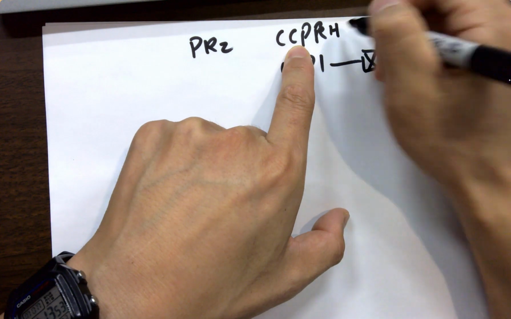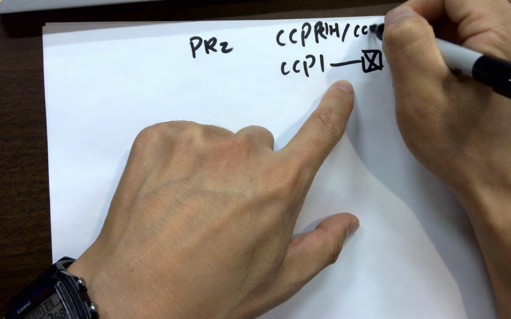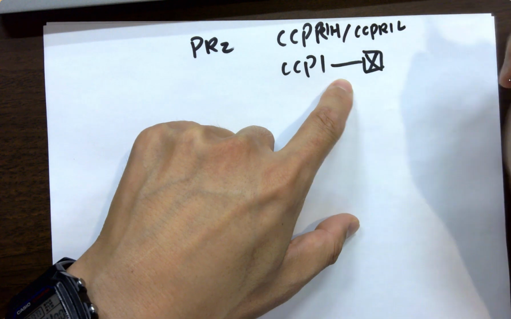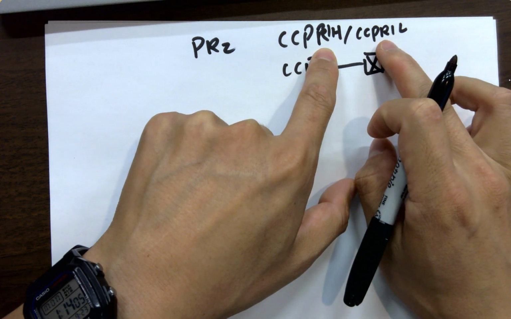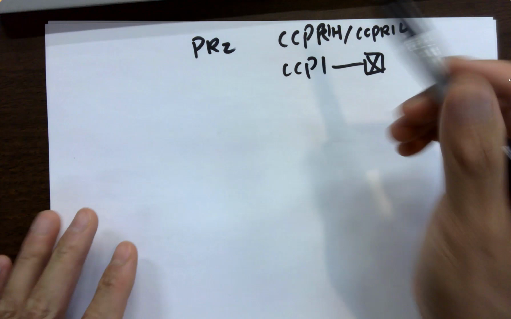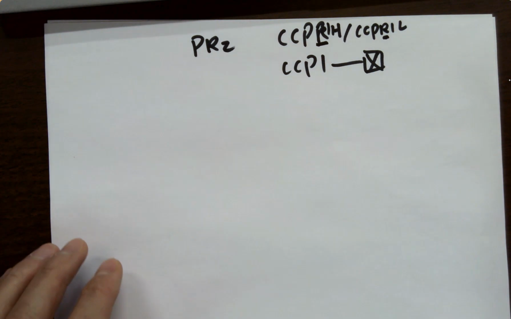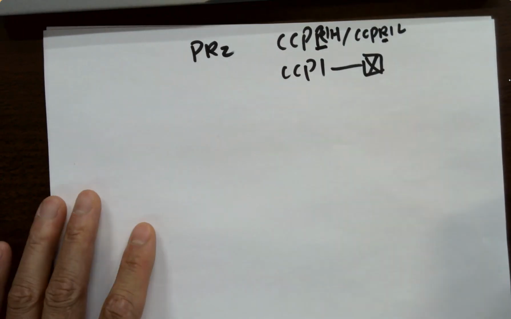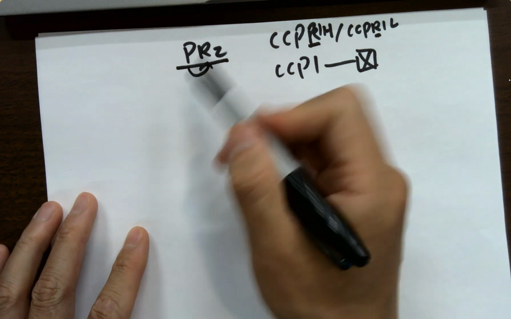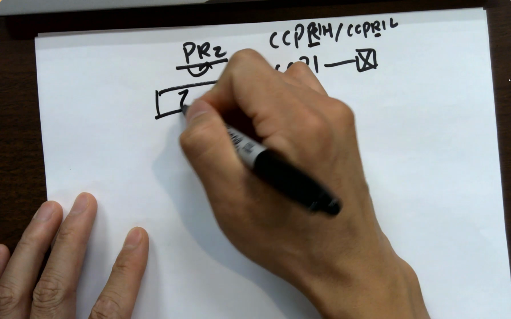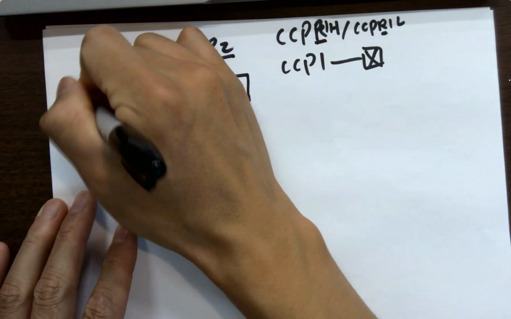CCPR has CCPR1H and CCPR1L, so it's totally 16 bits for these two CCPR registers. Pay attention, okay? There's an R here. If it's an R, it's a register. If it's a P, it's a pin. PR is a period register, and it's an 8-bit register. So that's the PWM mode. Okay?